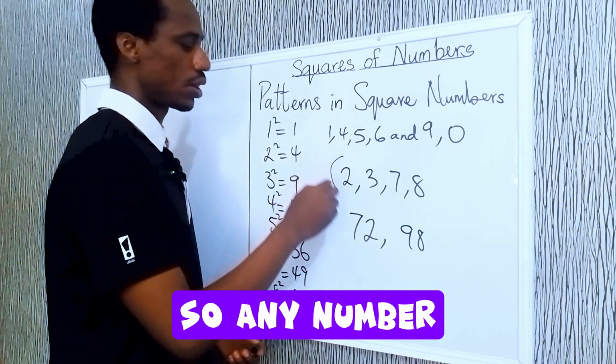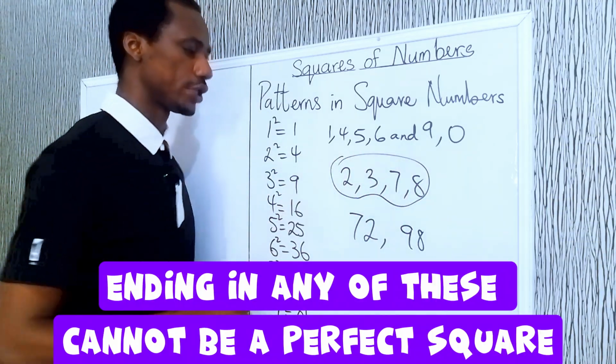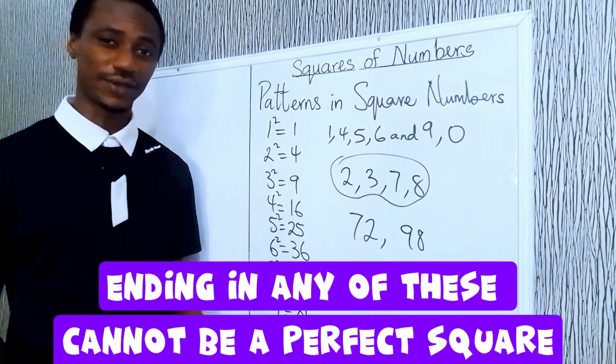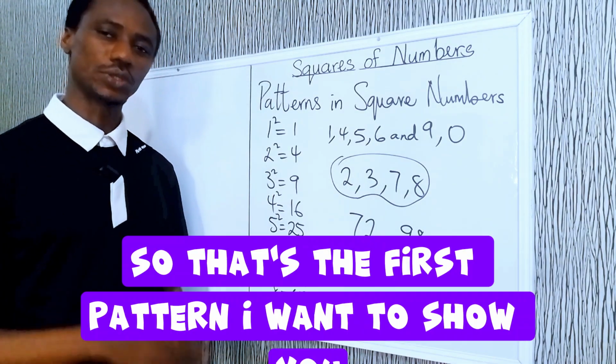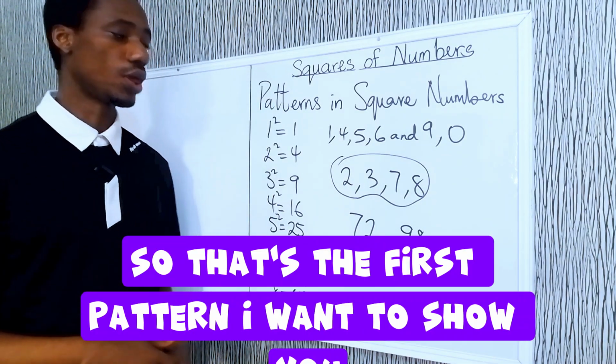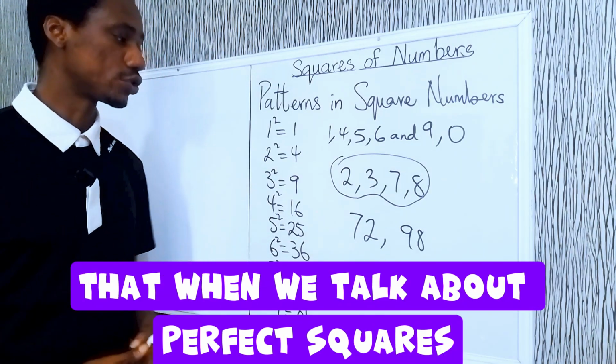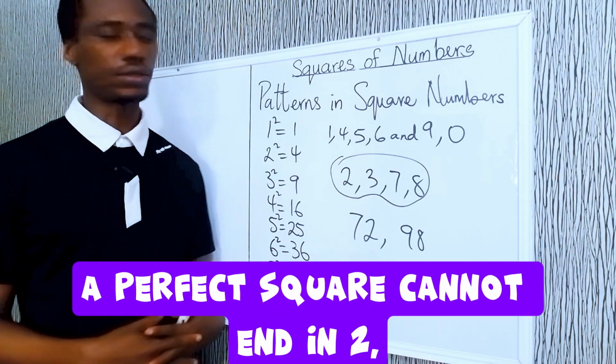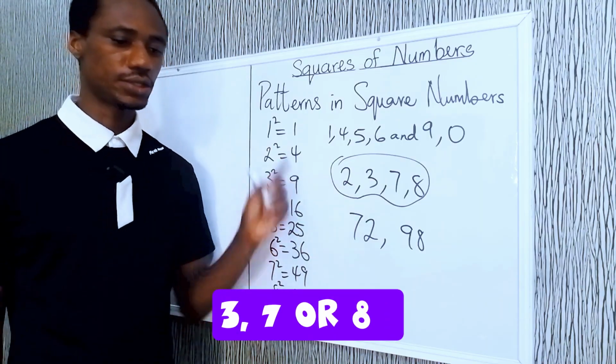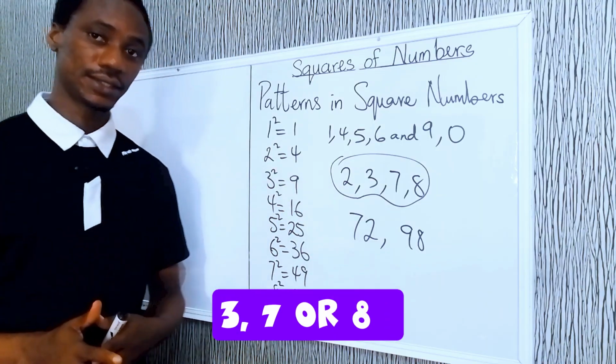Right? So any number ending in any of these cannot be a perfect square. So that's the first pattern I want to show you, and you should take note of it. Now when we talk about perfect squares, a perfect square cannot end in 2, 3, 7 or 8.